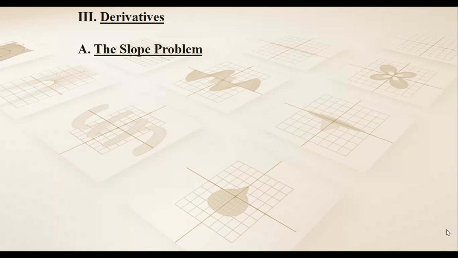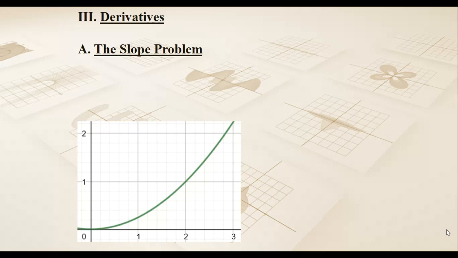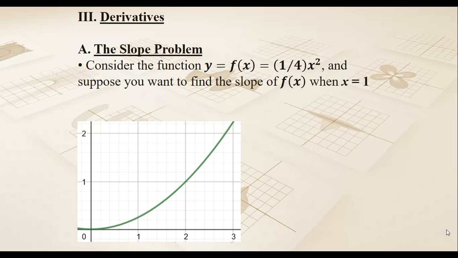Now, the way I'm going to explain this is I'm going to start off by identifying a problem that was something we encountered back in Physics 20. So let's say that we have a curve, which is a function represented by y is equal to f of x, and it's equal to 1/4 x squared.